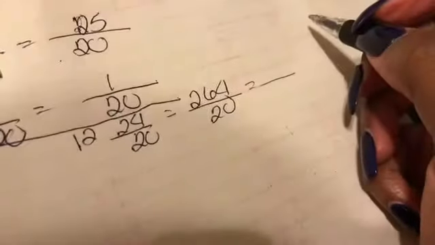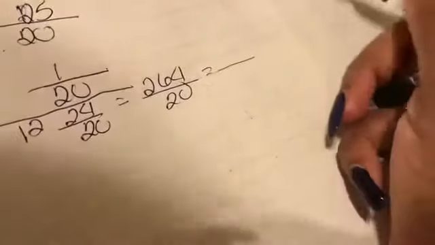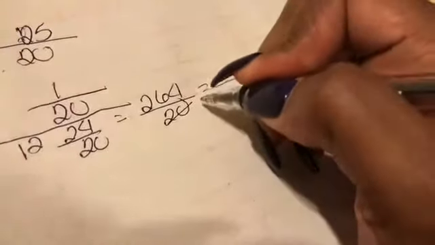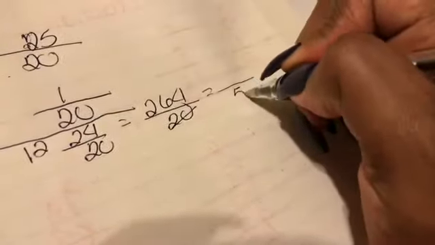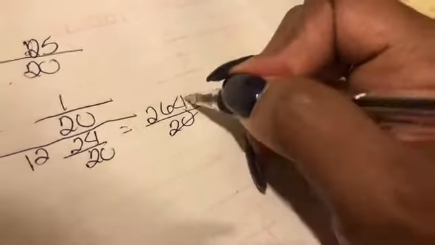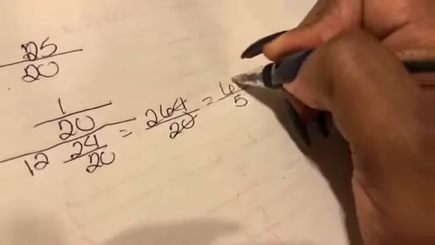Okay. Now you got to find a number that would divide into 20 and 264 evenly. You got 4. 4 would divide into 20 evenly, and that's 5 times. And 4 would divide into 264 66 times. So you got 66 over 5. That's how you do that problem right there. Ooh. I was trying to remember how to do this kind of math problem.